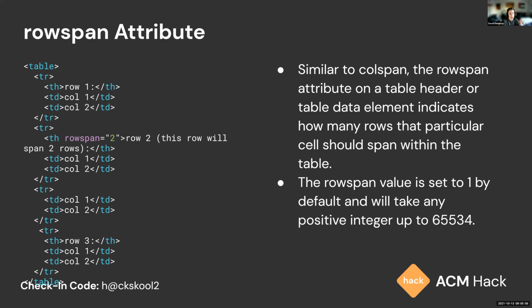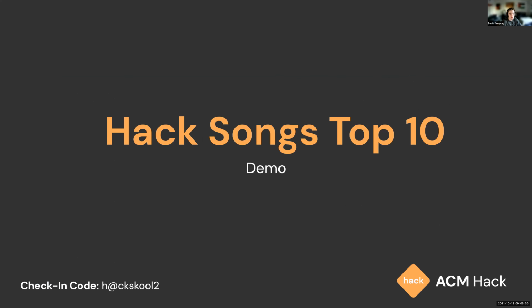Same thing with the rowspan attribute. You can also have cells span more than just 1 row. You can have a header expand more than just 1 row, for example. It won't just be 1 box, it'll be 1 box and the box below it as well. So pretty straightforward. You don't need to know this too well, but these are some cool extra features you can use if you want to modify some tables.